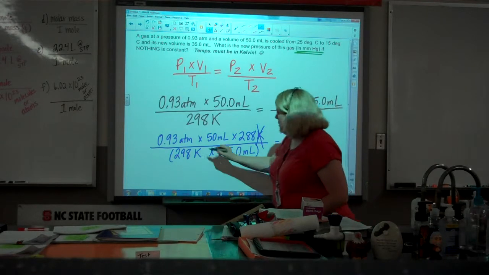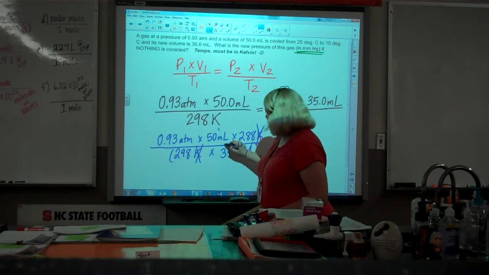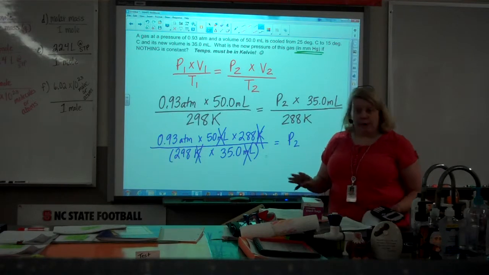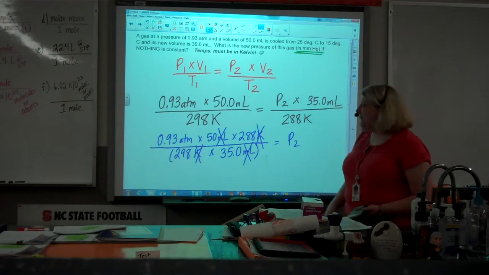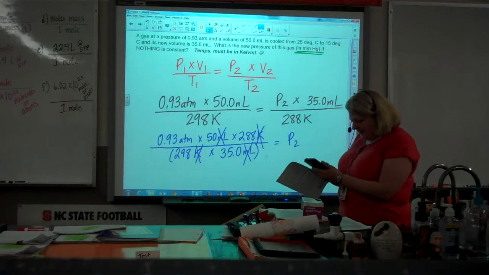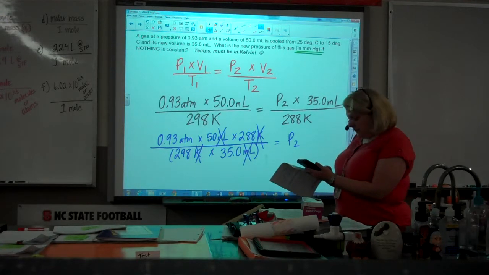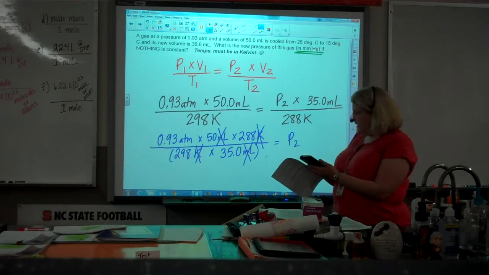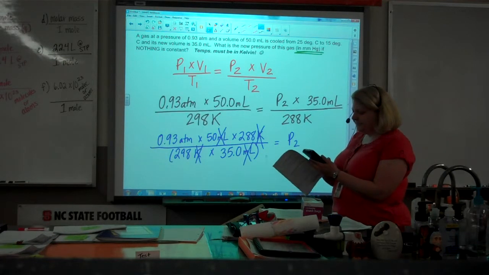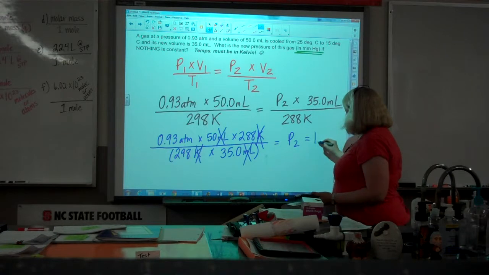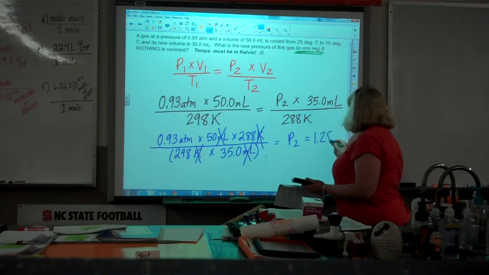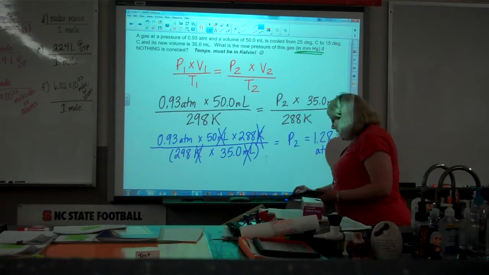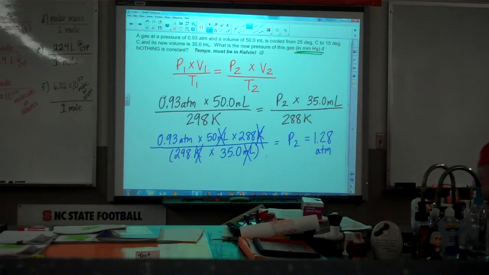And you can even see what units are going to cancel out when you cross multiply. The kelvins will go, and the milliliters will go, which is good, because I'm supposed to be finding pressure. Not necessarily ATMs, but I'm going to find pressure. So I'm going to go ahead and plug into my calculator 0.93 times 50 times 288. And then I'm going to divide by, in parentheses, 298 times 35. Okay? And so I get a pressure of 1.28 atmospheres, which is nice, but like I said, they want us to find the pressure in the millimeters of mercury.